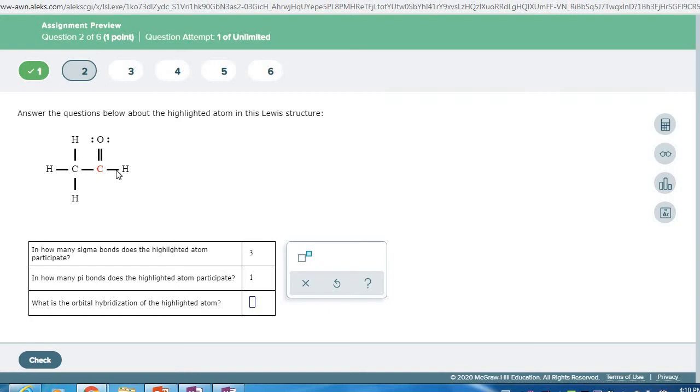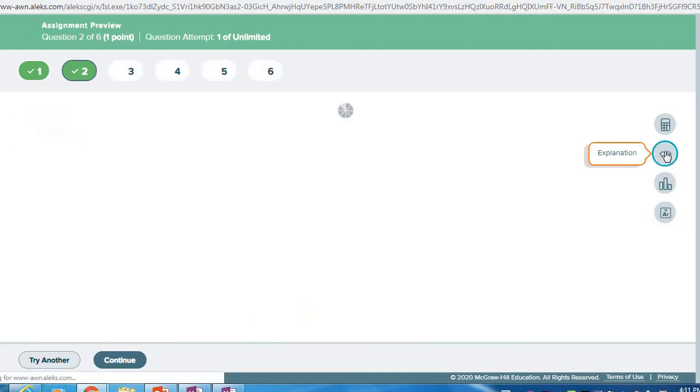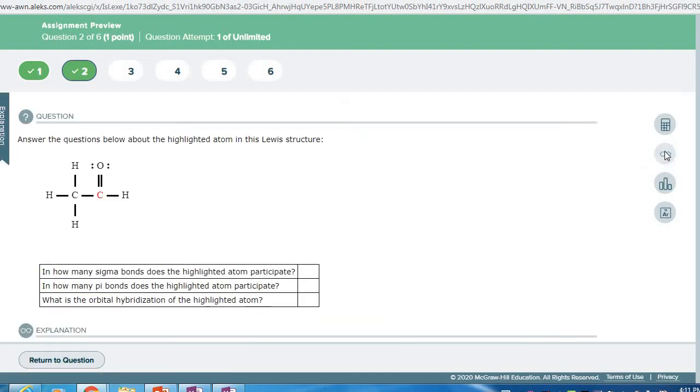What type of orbital hybridization is this going to be? If you remember from our lecture, we are forming those 3 sigma bonds that we see, plus that pi bond, and this happens to be sp2 hybridization. Let's go ahead and check that and make sure that we're right in this case, and we are right. But I want to look at this explanation real quick, because I think there are some cool things that it shows here in the explanation.